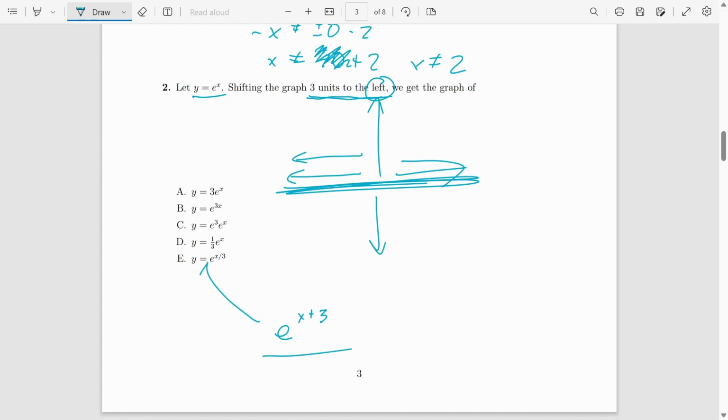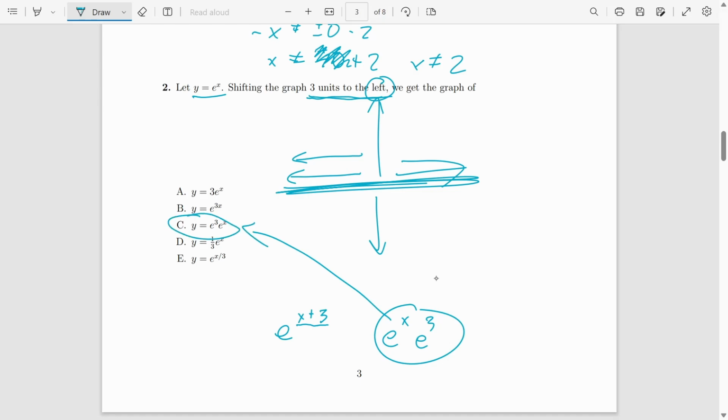It just wants it in a different form. So let's think back to our properties of exponents. Whenever you have an exponent that has a plus or a minus in it, it's just equal to e to the first term times e to the second term. So e to the x times e to the 3. And that ends up being our answer, C.